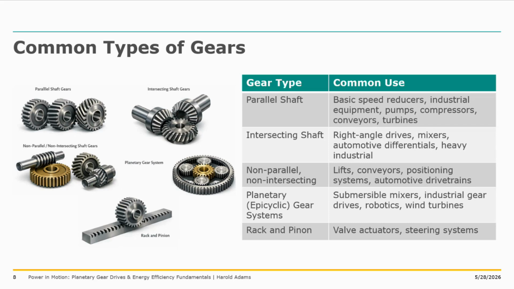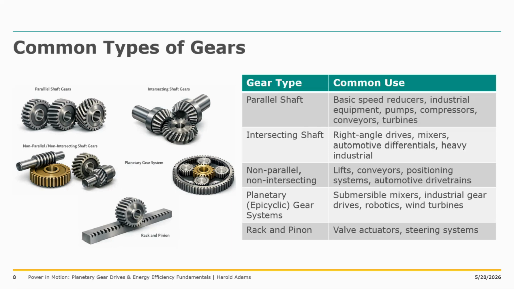Third are non-parallel or non-intersecting shaft gears. Examples of these would include worm and hypoid gears. So for instance, worm gears have a screw-like gear and a worm wheel, and these are used primarily for high speed reductions in lifts and conveyors, and also positioning systems, while hypoid gears, designed similarly to bevel gears, minus the intersecting shaft, are used for high torque load applications such as automotive drivetrains.